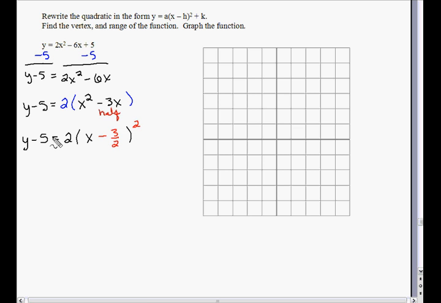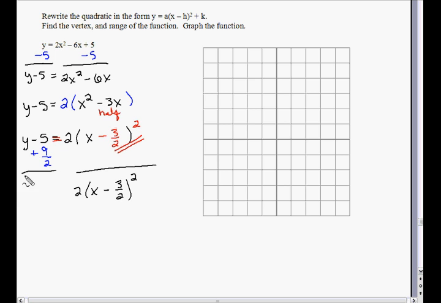We are no longer balanced. This is not an equation because this is new. This negative 3 halves squared was not in the original problem. So negative 3 halves squared is positive 9 fourths. 9 fourths times 2 is positive 9 halves.